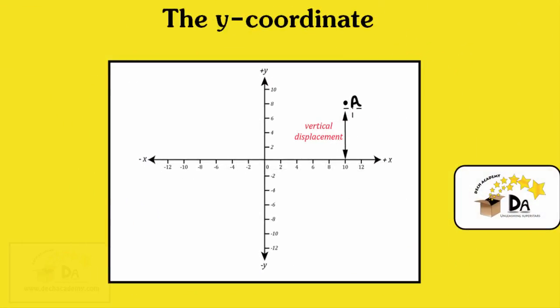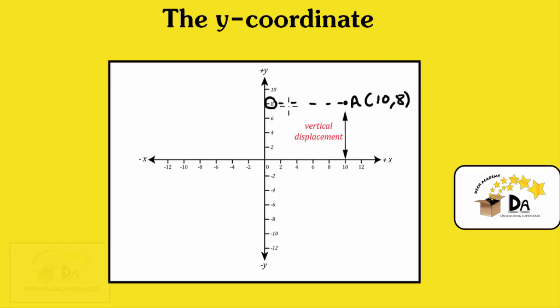To determine the y-coordinate of a point, so the same point A, one draws a line to the y-axis. So what line can we draw to the y-axis in this case? A horizontal line. So one draws a horizontal line to the y-axis, and the value one hits, one reads off as the y-coordinate of the point. So far we've determined that point A has an x-coordinate of 10 and a y-coordinate of 8.